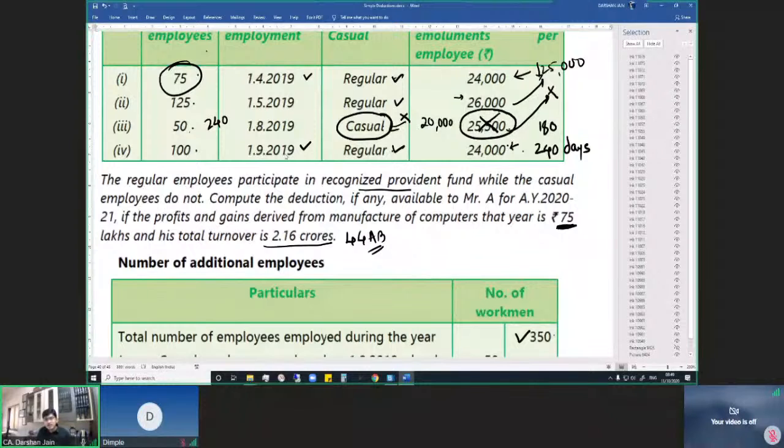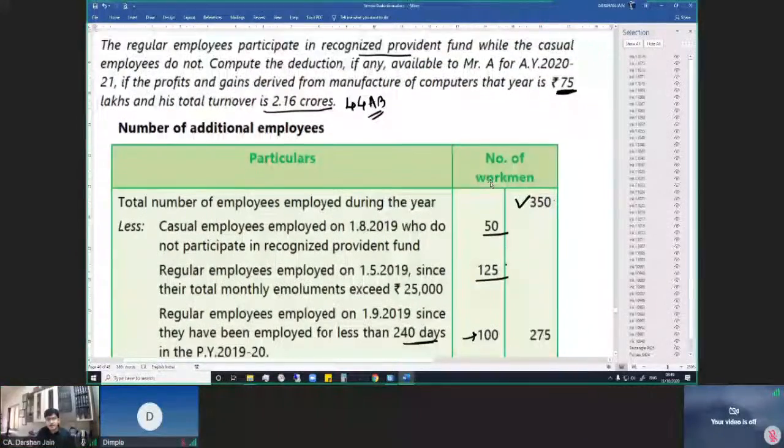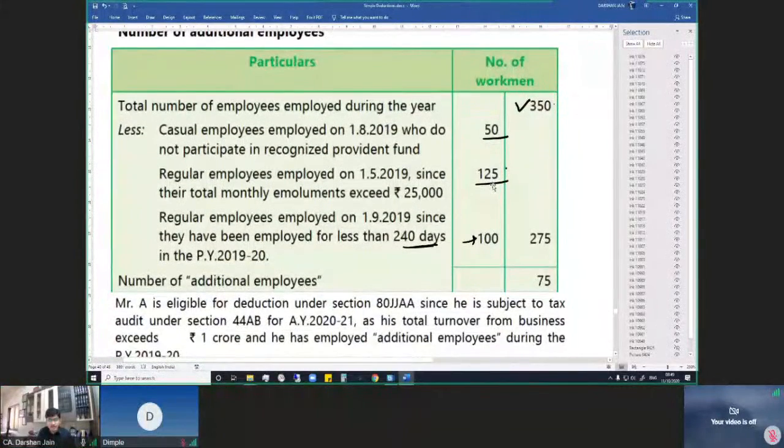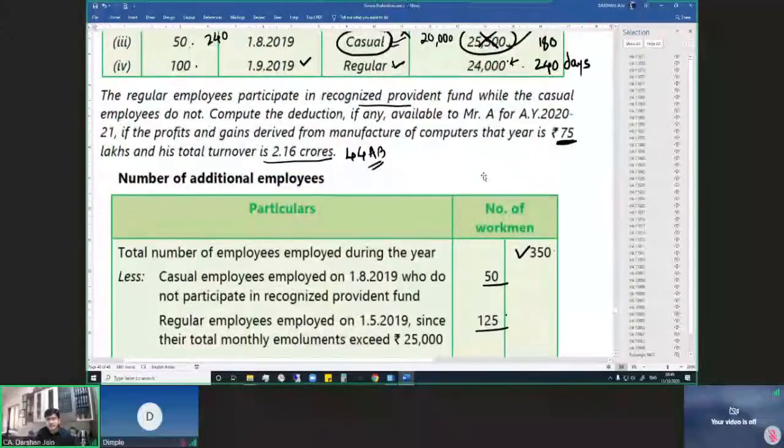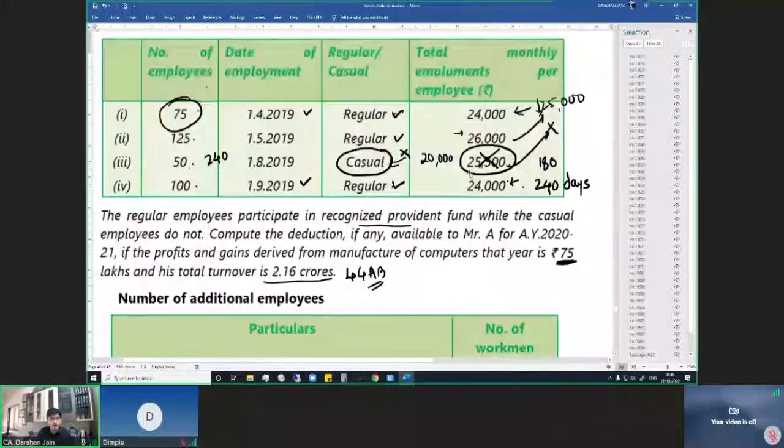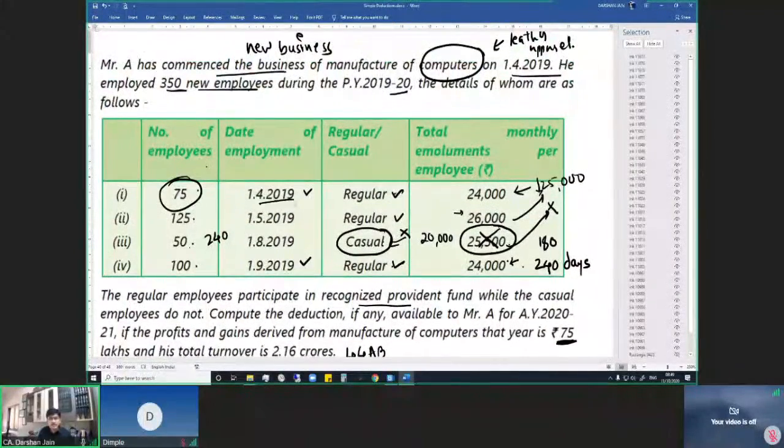They might become eligible in the subsequent year, that is 21-22. For the assessment year 21-22, you could claim deduction for these set of employees who are employed for lesser than 240 days in the current year. So total number of additional employees is only 75, which is nothing but the first set of employees employed on 1/4/2019. So only these employees are qualified under section 80 JJAA.